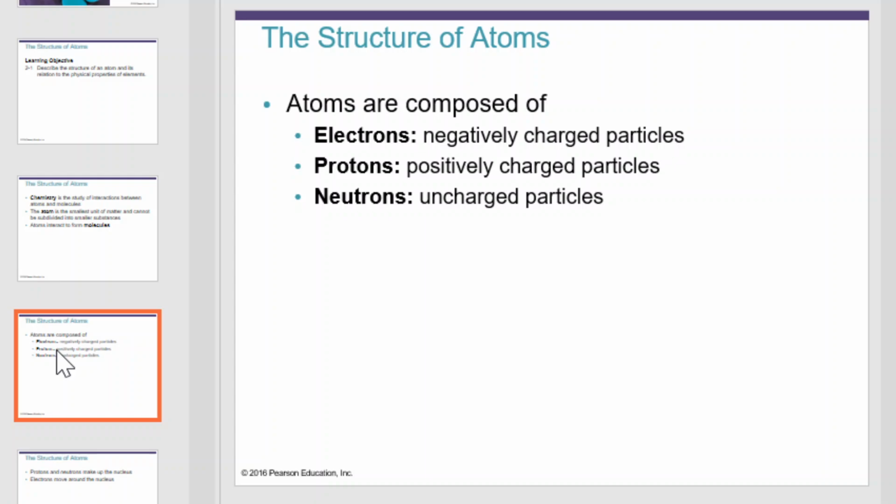Atoms are composed of electrons, protons, and neutrons. Electrons are negatively charged particles, protons are positively charged particles, and neutrons are uncharged. Protons and neutrons exist in the nucleus of an atom, whereas electrons orbit it.